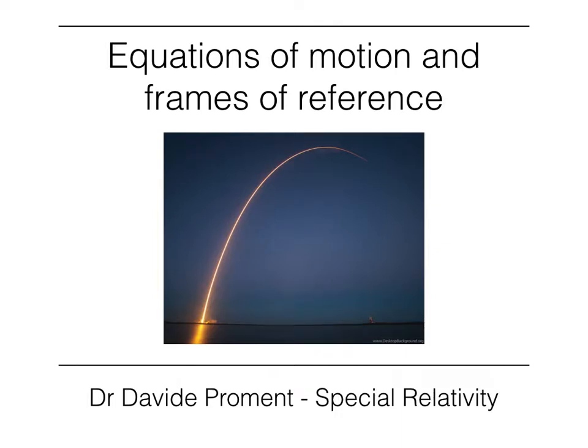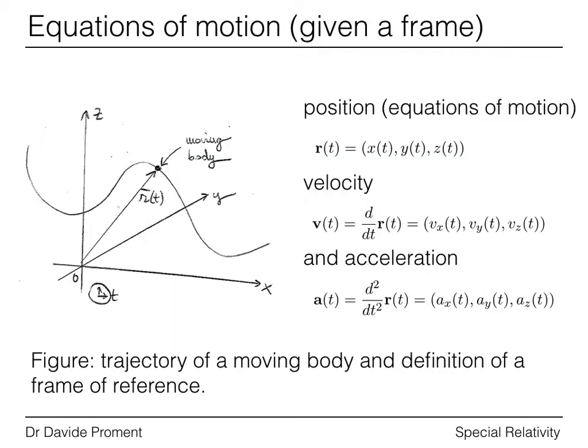In this first lecture of special relativity, we revise the concept of equation of motion and frame of reference that were already introduced to you when studying mechanics. Given a frame of reference, that is, setting the space and time coordinates of our system, the equation of motion of a moving body is nothing but the position as a function of time. The body's velocity and acceleration can be computed by taking the first and second derivatives of the position with respect to the time.